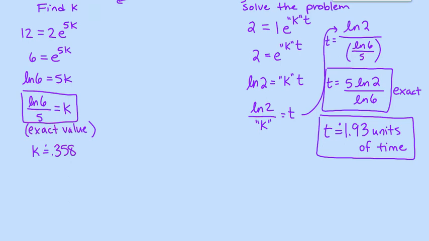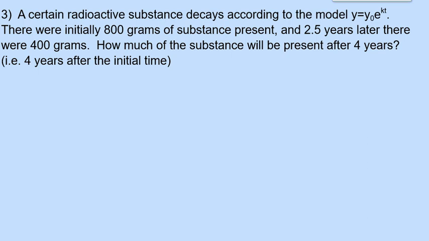Okay, let's take a look at the third example. A certain radioactive substance decays according to the model y equals y naught e to the kt. There were initially 800 grams of substance present, and 2.5 years later there were 400 grams. How much of the substance will be present after 4 years? In other words, 4 years after the initial time. Okay, so this is similar to the previous problem. It's a two-part problem. We have to first find K, and then we have to answer the question, solve the problem.